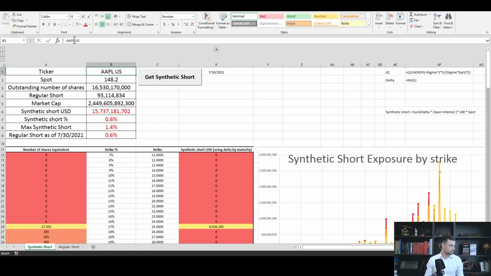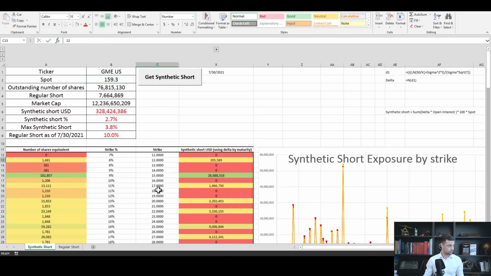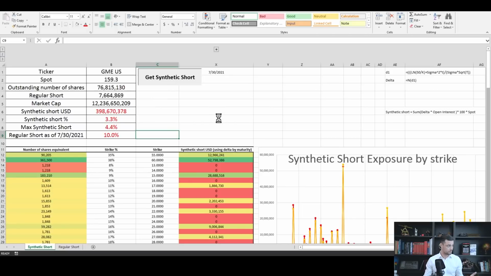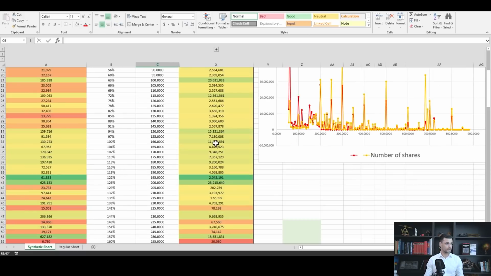Now, if I go, for example, to GME, very interesting. Let's have a look at GME. Bam. So here, my strikes are not good, so I need to update it. Bam. So I'm updating. You're going to see the magic happening. Okay, I'm just rebuilding everything here. All right, here we go, guys.